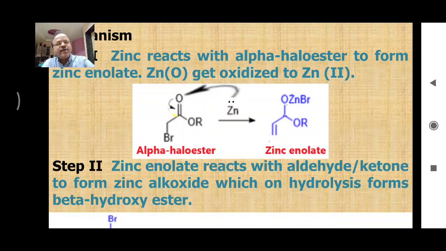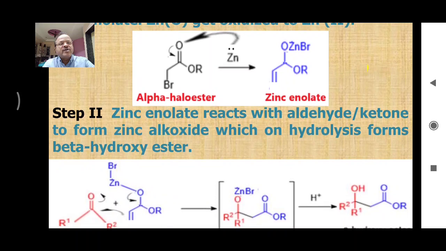And here these 2 electrons on oxygen will get shifted to this position, whereas these pi electrons will be shifted to this position, which is shown here in this way. So pi electrons will be shifted in this way. As a result, we obtain this zinc enolate. So this is step number 1.